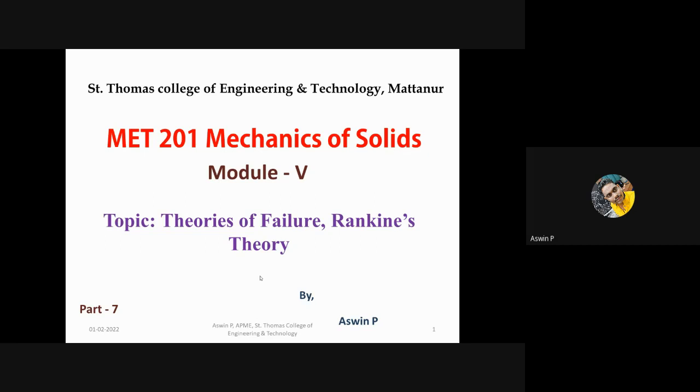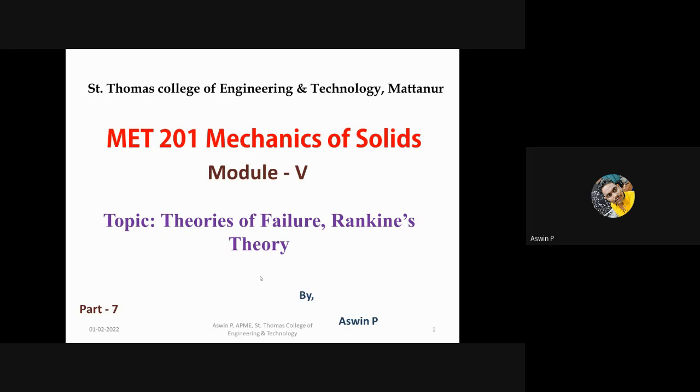Till the last class, we have discussed columns and struts, in which we have studied different theories that include Euler's formula as well as Rankine's formula. Now, we are going to discuss theories of failure, how all the components, all the shafts, everything may fail. What will be the reasons for failure of shafts and other components? Bolts, nuts, everything will be discussed in this part. There are 5 theories of failure, and among them, we are now going to discuss the first one, that is Rankine's theory.